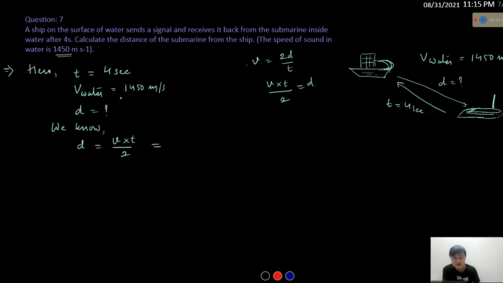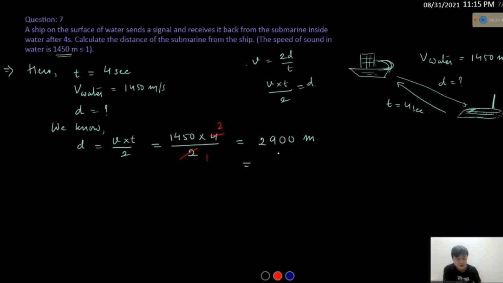This equals v, which is here 1450, into t, which is here 4, divided by 2. So we'll cancel this out. 2 1s are 2, 2 2s are 4. So what will this be? 2 0s are 0, 2 5s are 10, again 0, 2 4s are 8, plus 1 is 9, 2 1s are 2. Okay, it's fine. This is your answer in meters.